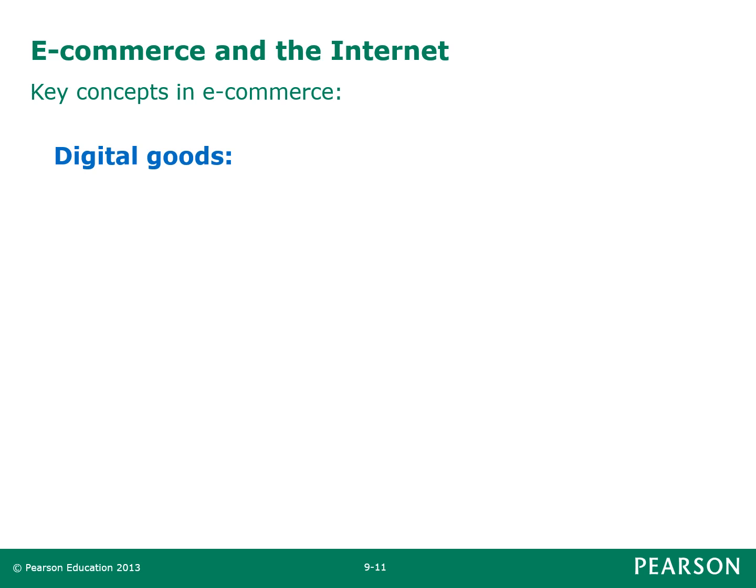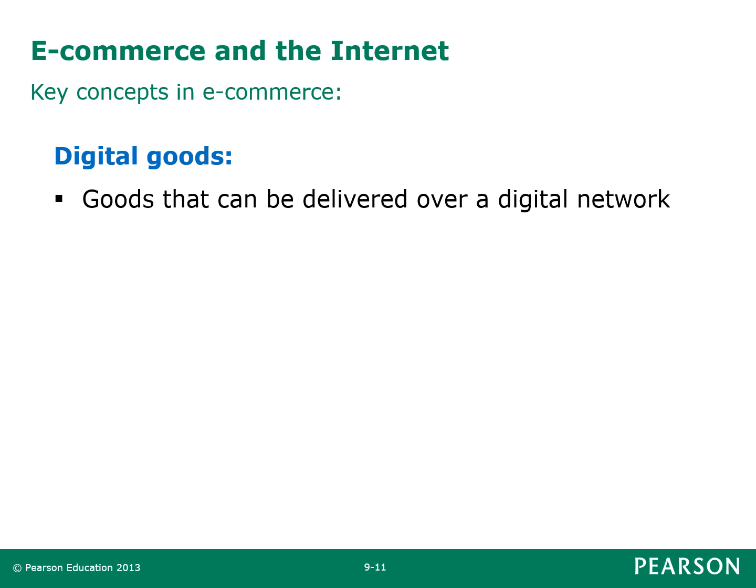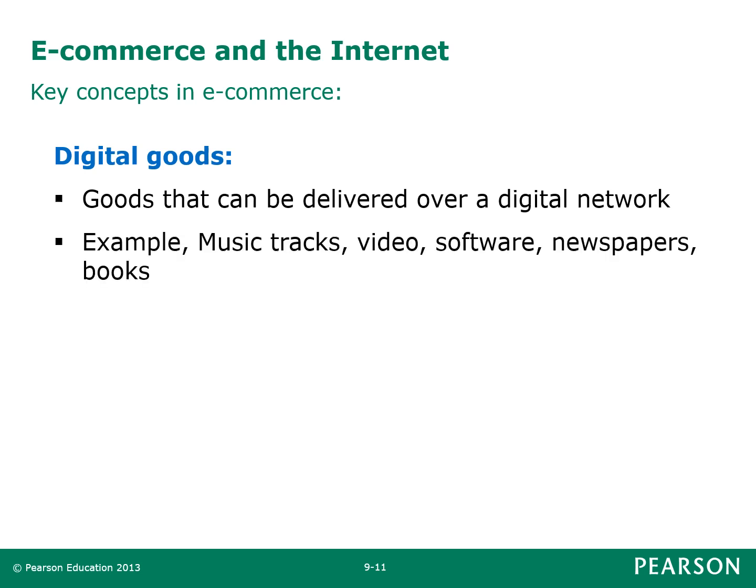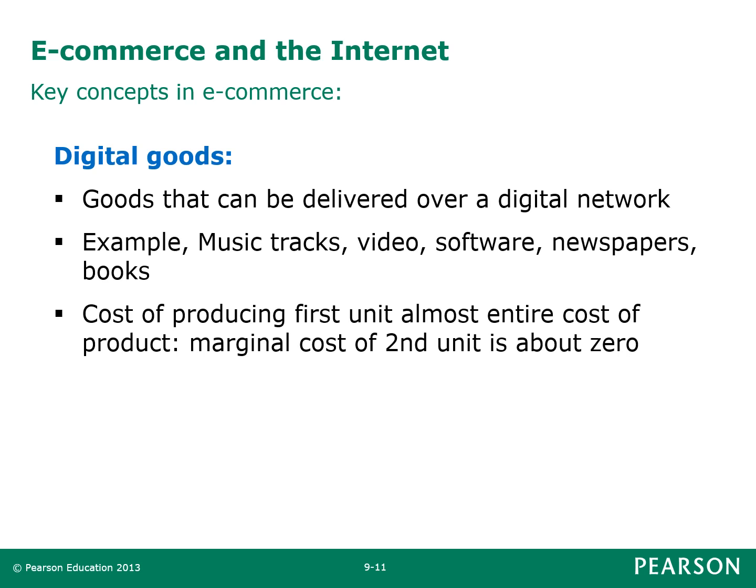Here we discuss the key concepts in e-commerce and focus on digital goods and how these compare with traditional goods. Digital goods are goods that can be delivered over digital networks for downloading, not via physical logistic delivery. Examples of these digital products are music tracks, videos, software, digital newspapers, e-books. The cost of producing a first or original unit is almost the entire cost of the product. Marginal cost of the second unit is about zero. It's just a copy of the original one.